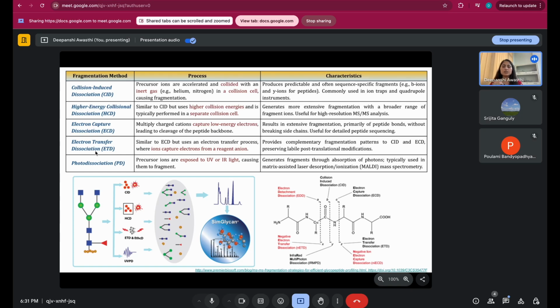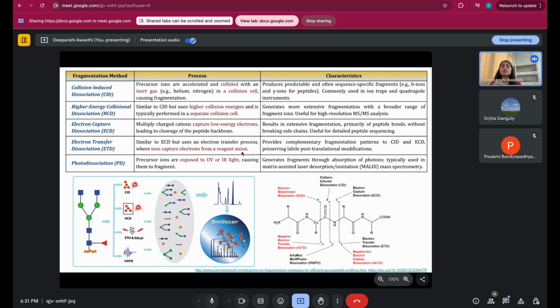Then comes electron transfer dissociation. It is also similar to electron capture. In electron capture, you are capturing the electron. In electron transfer, you transfer the electron. In this case, the ion captures the electrons from the reagent anion. So there is a reagent which is anionic in nature. Previously you were using cations. Now the ion which is already present will be capturing the electrons from that reagent.